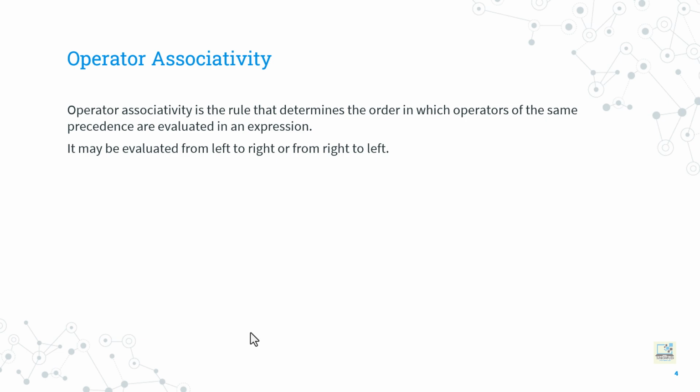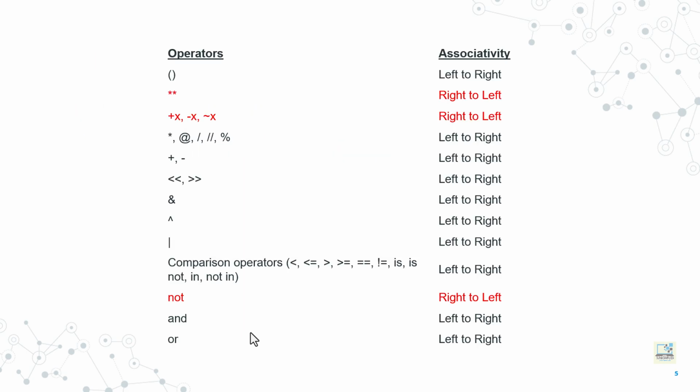Next is operator associativity. Operator associativity is the rule that determines the order in which the operators of same precedence are evaluated in an expression. So it may be left to right or right to left. Most of the operators are having the associativity left to right, as I have already highlighted the ones which are having right to left. So we have exponentiation, that is the double asterisk, and then unary plus, minus and unary not, I mean bitwise not, and you have the logical not. Except for these three sets of operators, all remaining operators in Python are evaluated left to right.